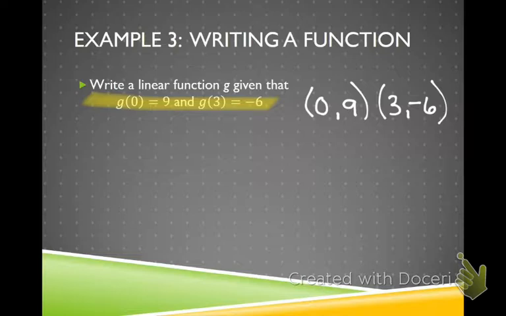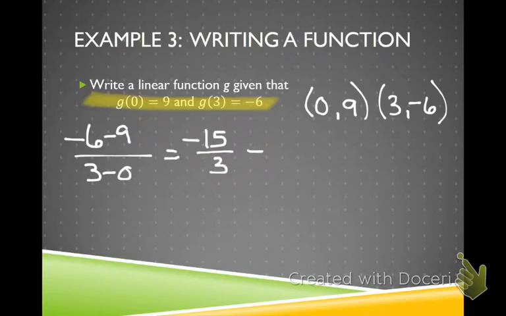All right, so I have 2 ordered pairs. Do I know yet what my b is? Do I know what my y-intercept is? What is it? Positive 9. It's the one that's paired with the 0. Okay, now use your ordered pairs to find your slope. Remember, slope of a linear function is the same thing as a linear equation. Okay, so now I have negative 6 minus 9 over 3 minus 0. So negative 15 over 3 is negative 5.